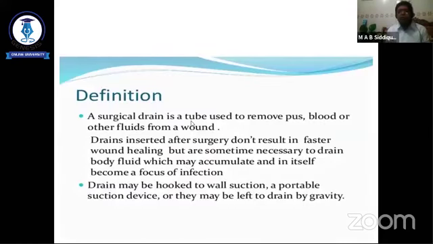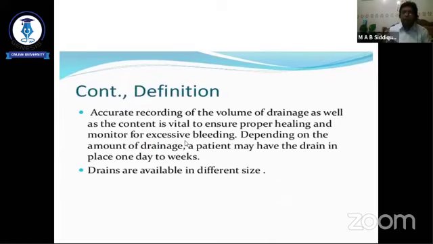So the definition may be like that: a surgical drain is a tube used to remove pus, blood or other fluid from a wound. Drains inserted after surgery don't result in faster wound healing, but are sometimes necessary to drain body fluid which may accumulate and in itself become a focus of infection. A drain may be hooked to wall suction, a portable suction device, or it may be left to drain by gravity. Accurate recording of the volume of drainage as well as the content is vital to ensure proper healing and monitoring for excessive bleeding.